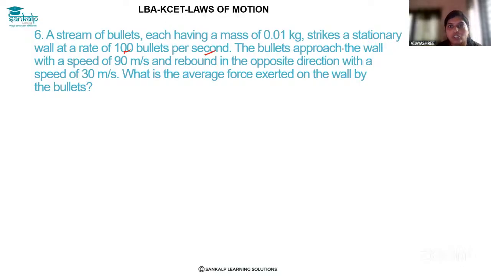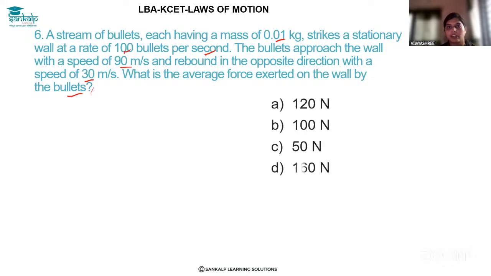The bullets approach the wall with a speed of 90 meter per second and rebound in the opposite direction with the speed 30 meter per second. What is the average force exerted on the wall by the bullets? Options: A 120 Newton, B 100 Newton, C 50 Newton and D 160 Newton.